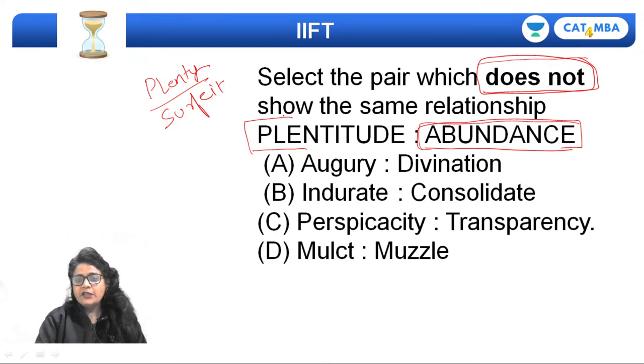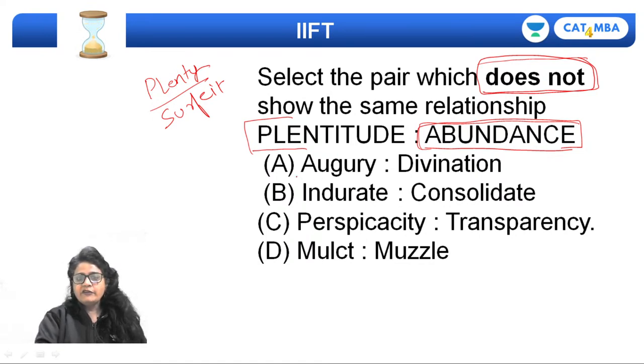So augury, divination, indurate, consolidate, perspicacity, transparency, mulct or muzzle. What is the answer? D or A? Chitit says it is D. So which of these is not the synonymous pair? That's what you have to choose, right? Which of these is not synonymous in relationship? That's going to be your answer.